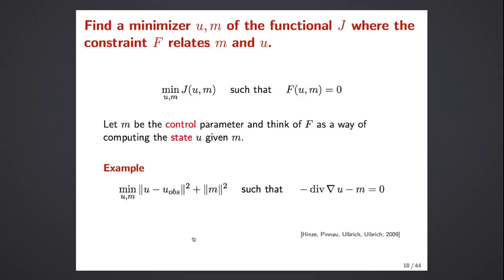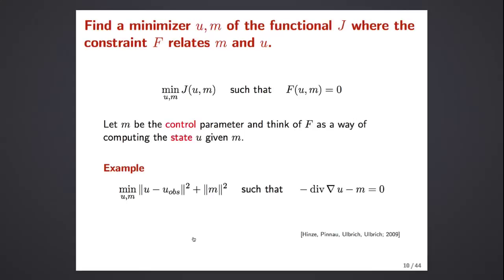So we have some kind of functional J that's a function of the parameters or the control m. Think of that as the material parameters in the previous, and the state or the solution u. So we think of that as u, p from the previous. In addition to minimizing this functional, we have a constraint. We have a PDE constraint, which relates the control m to the state u, denoted here F.